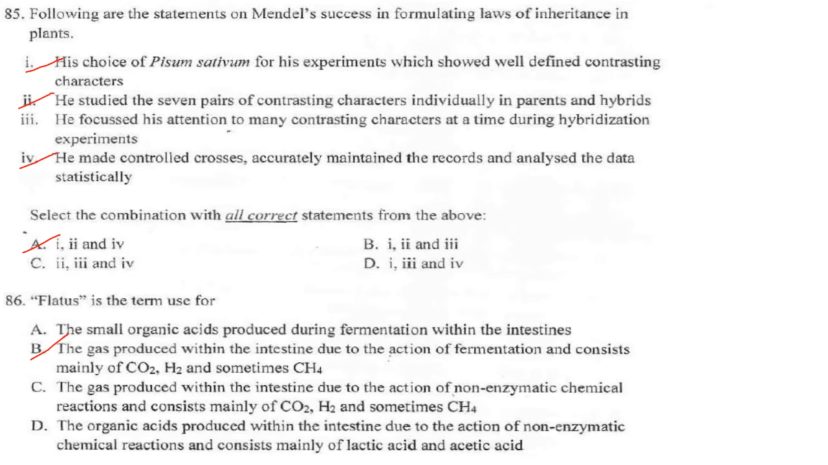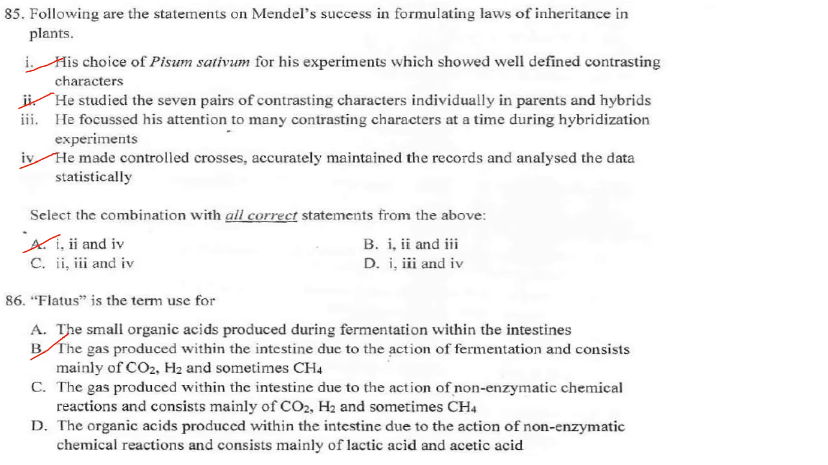Select the combination with all correct statements from the above. So his choice of Pisum sativum for his experiment which showed well-defined contrasting character, that is correct. Then he studied 7 pair of contrasting characters individually in parents and hybrids, that is also correct. He focused his attention to many contrasting characters at a time during hybridization experiment. No, it was only to one particular contrasting character that he focused.